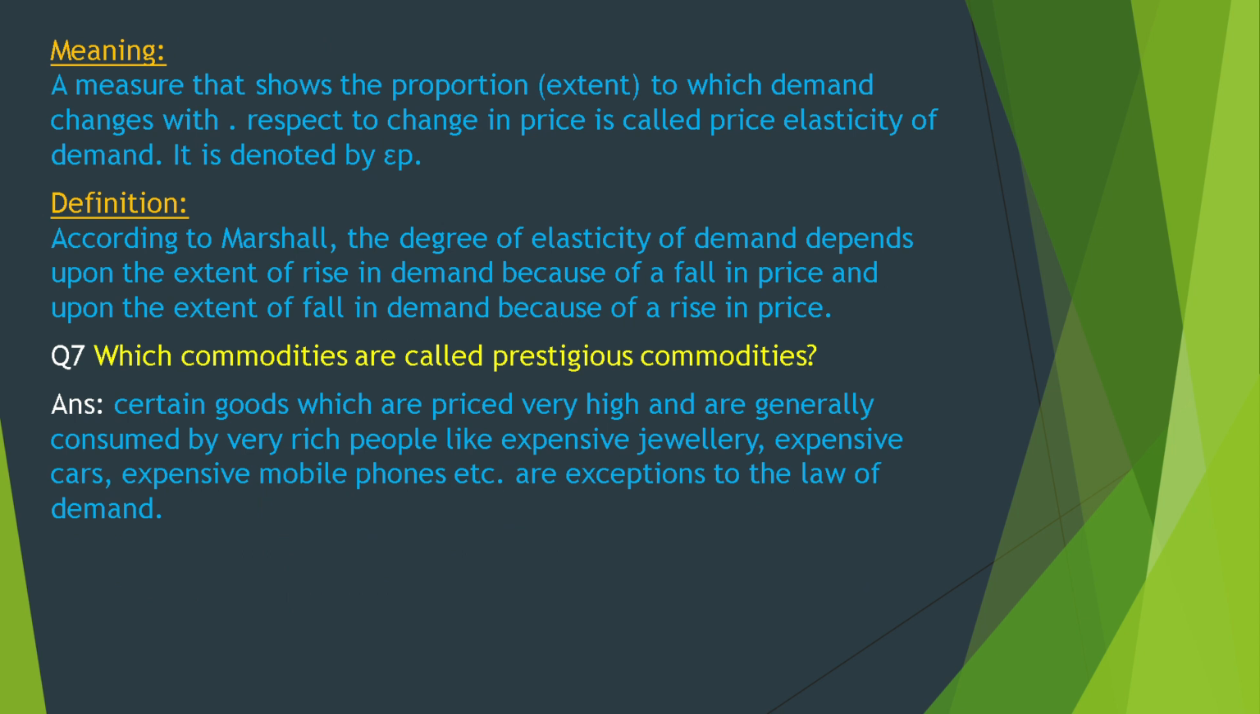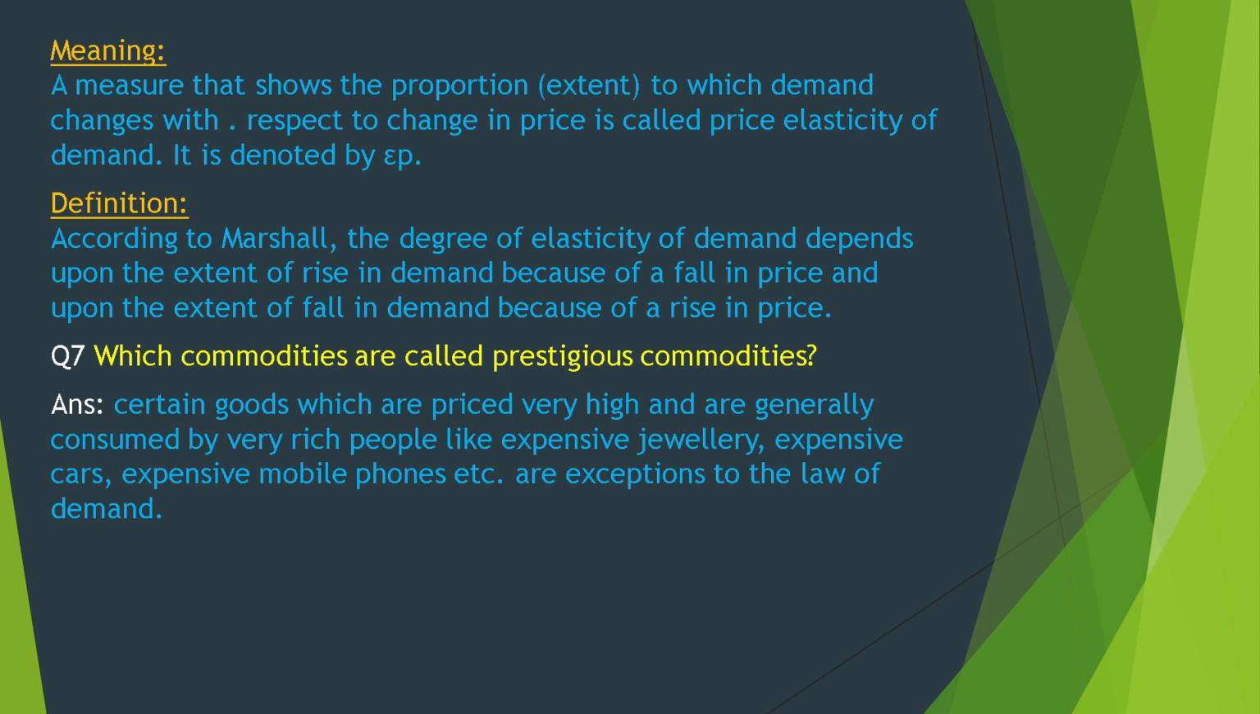It is denoted by EP. Definition: According to Marshall, the degree of elasticity of demand depends upon the extent of rise in demand because of a fall in price, and upon the extent of fall in demand because of a rise in price.